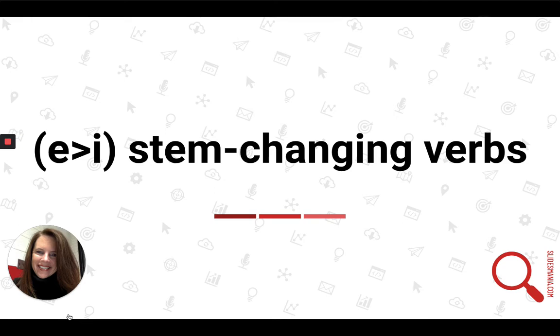In today's lesson, we will apply what we have done previously in the other stem-changing verbs with the E to I now. As the name suggests, we will be changing the E, that is present in the infinitive, to an I as we conjugate. But remember, never in the nosotros and vosotros forms. Let's take a look.